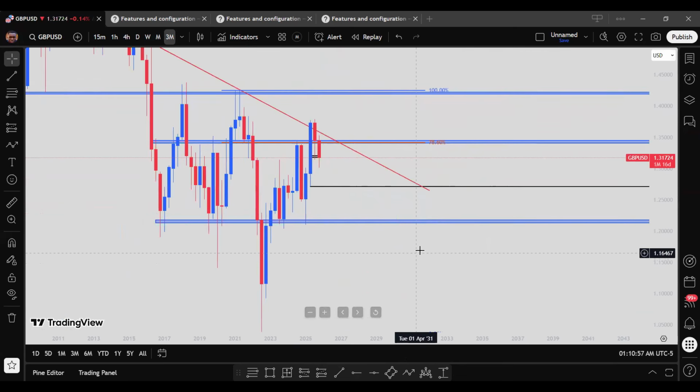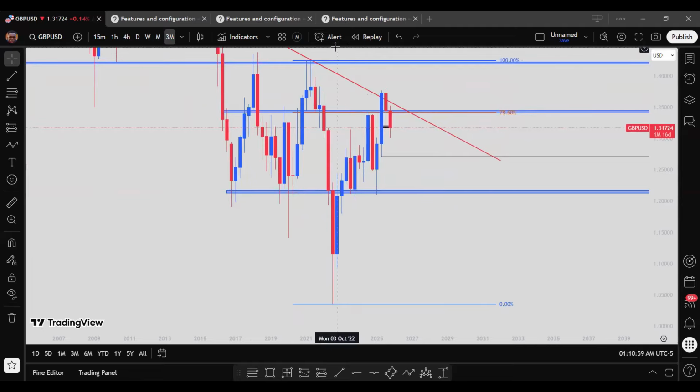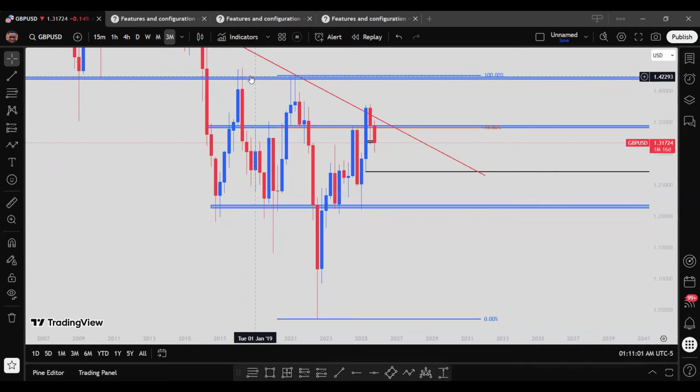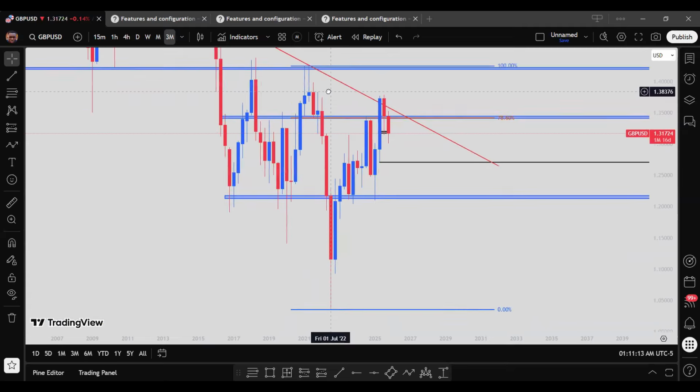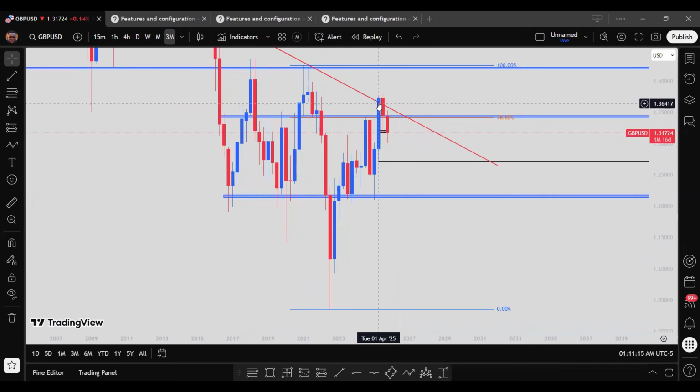Also, based on this market structure on the 3-month, we have an equal high here because this high was still equal to this previous high. We have a lower low, another lower low here, and a lower high here because this high was still lower than this previous high. So obviously this was still a bearish structure on the 3-month time frame.